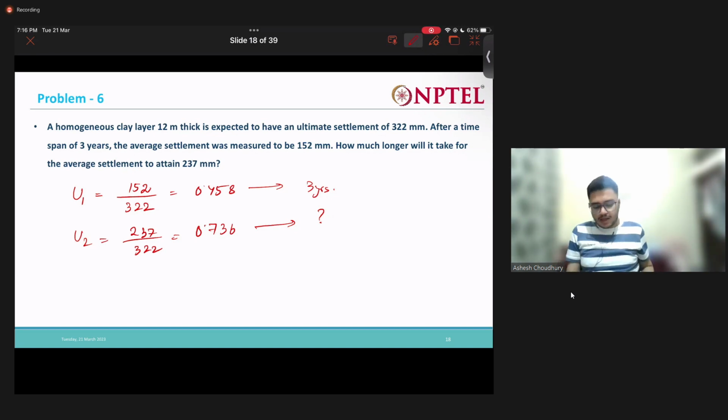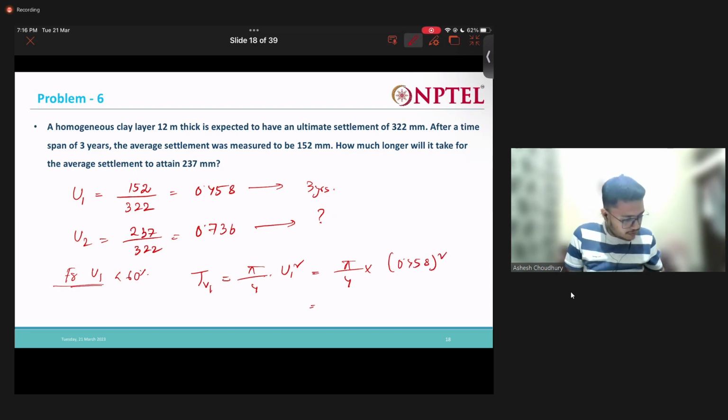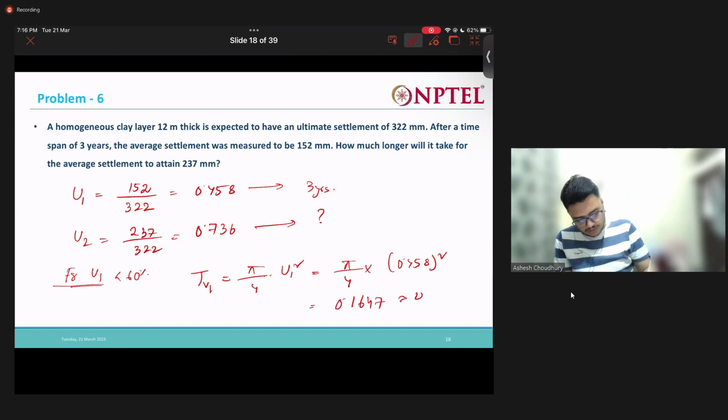Okay, now for u1, for this it is less than 60%. So what we will do is that we can use this relation, tv1 is equal to pi by 4 into u1 square, right? So what will be my tv1? Pi by 4 into 0.458 square, 0.1647, 0.165.